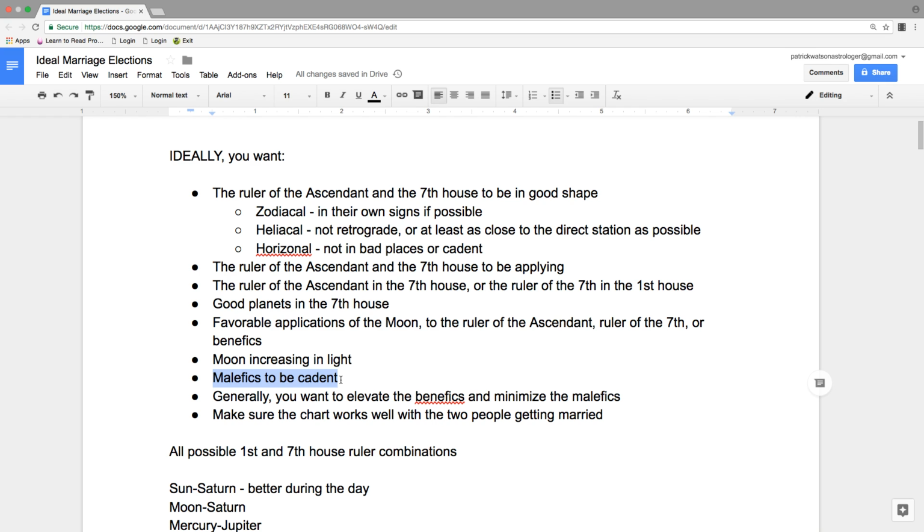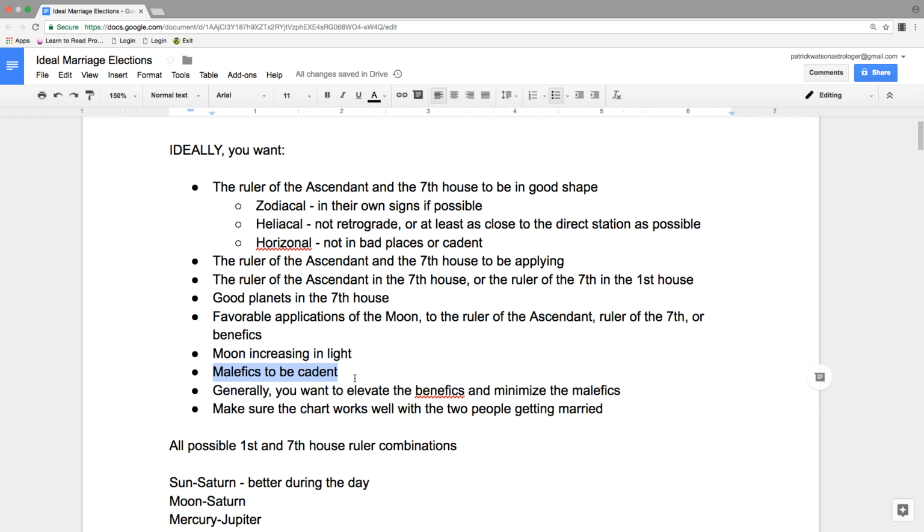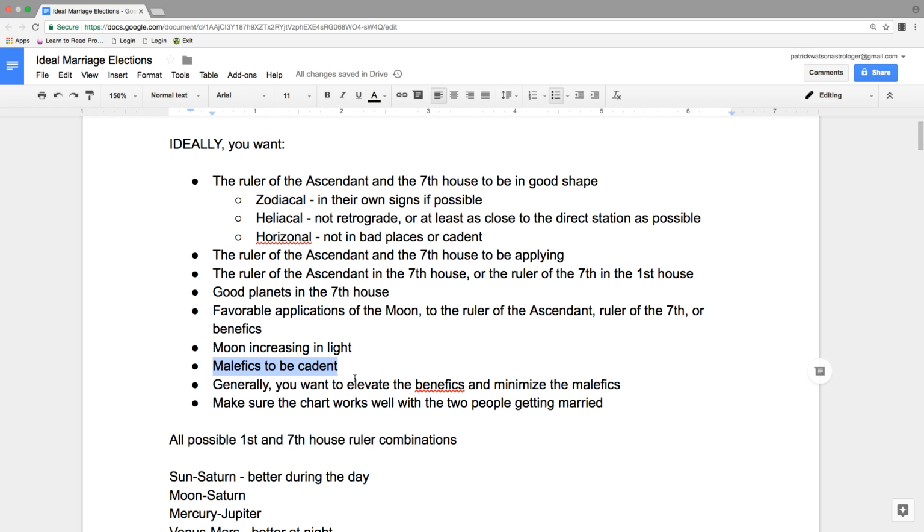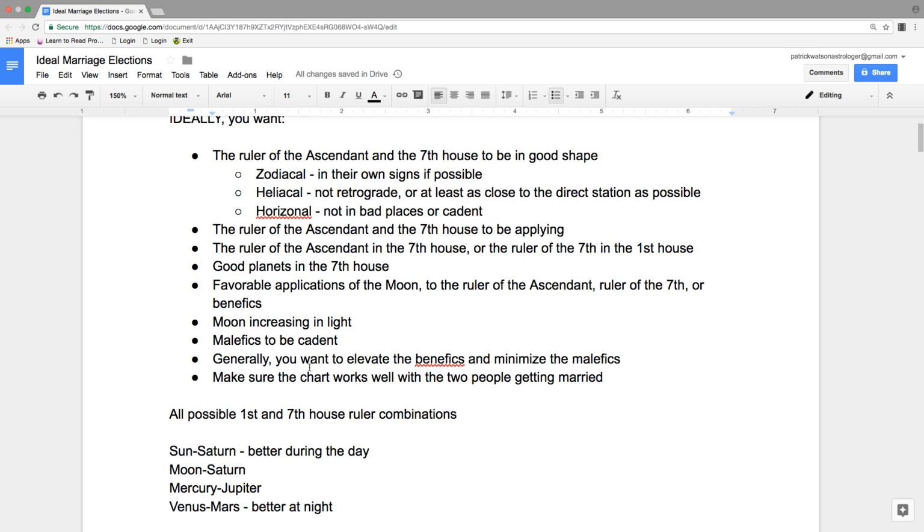The same thing for Saturn at night. You want Saturn to be tucked away at night. You don't want those planets to be ruling major houses in the chart. So, you can't always do everything you'd like to do in electional, but it's best to make the malefics as powerless as possible, because no one likes the malefics. Generally you want to elevate the benefics and minimize the malefics.